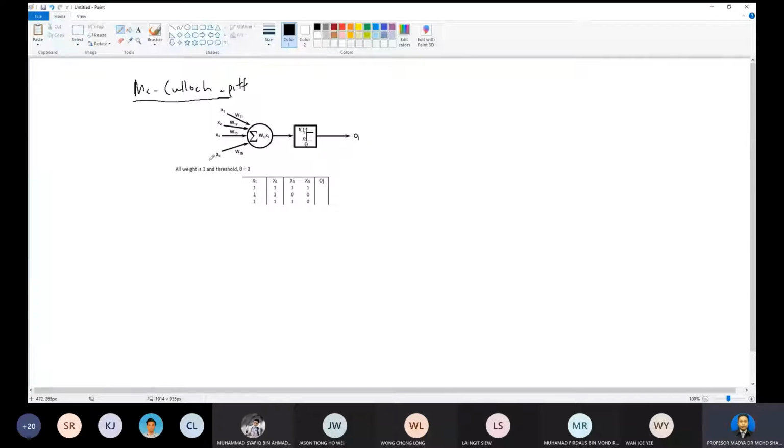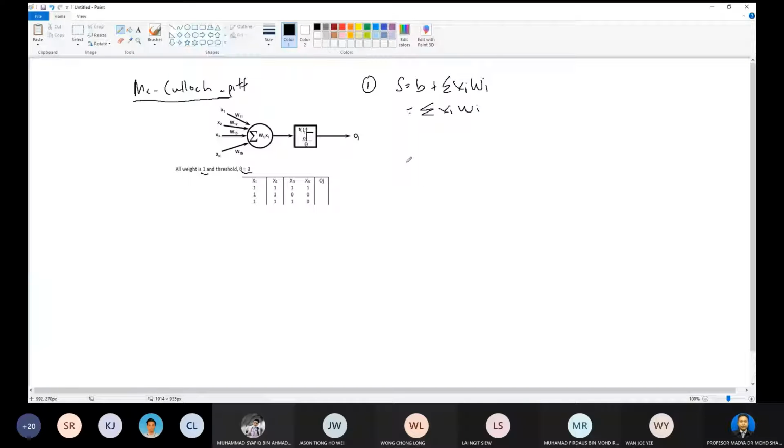The first step that I mentioned to you, you have to calculate S. So this one, all the inputs have weight set as 1 and the threshold is 3. First step, calculate S. The formula for S is B plus the summation of Xi Wi. This one has no bias, so automatically S will be the summation of Xi Wi.